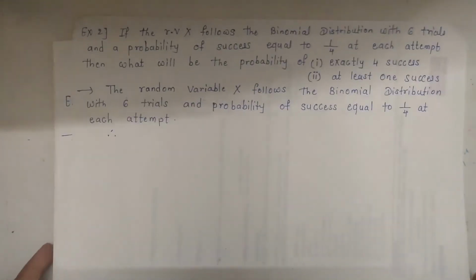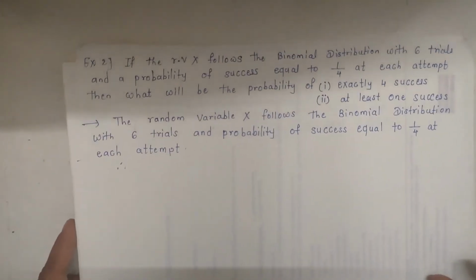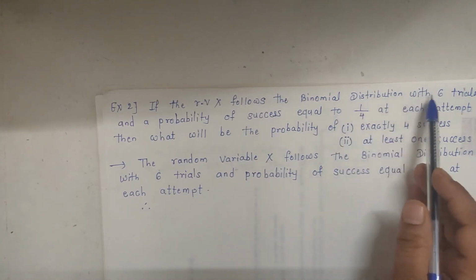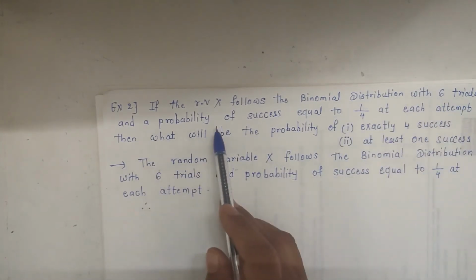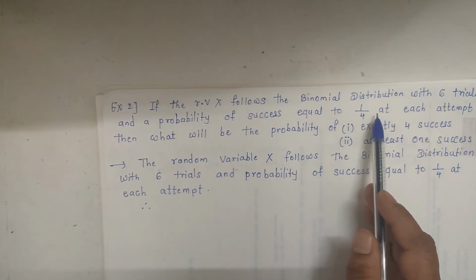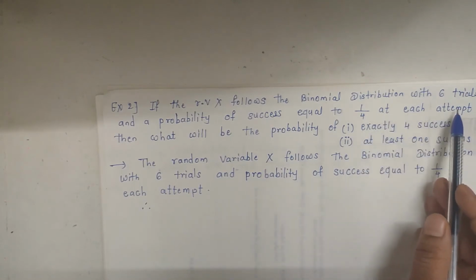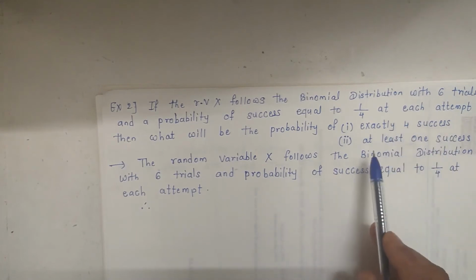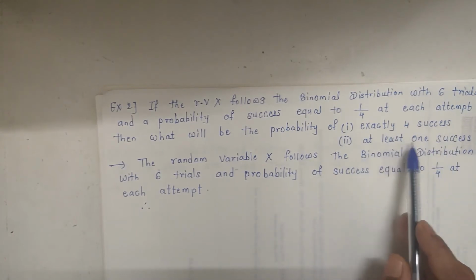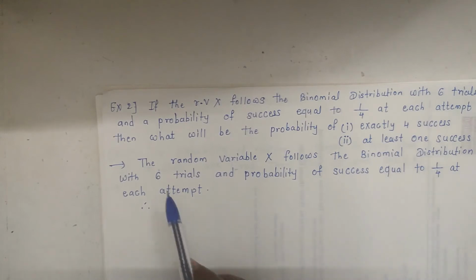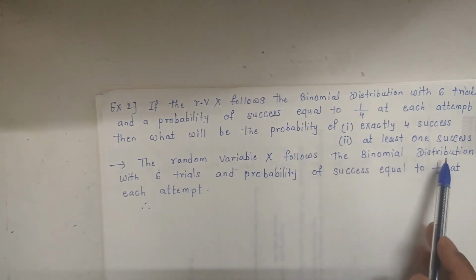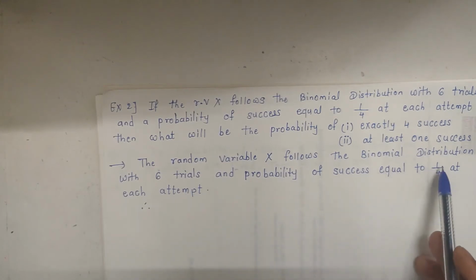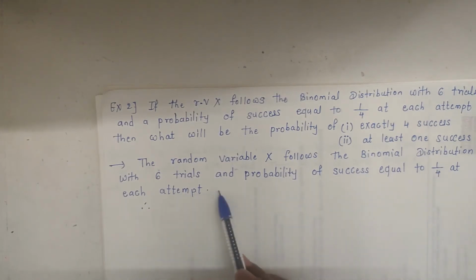Let's see the next example, number 2. If the random variable x follows the binomial distribution with 6 trials and a probability of success equal to 1 by 4 at each attempt, then what will be the probability of exactly 4 successes, and second, the probability of at least 1 success? Here the random variable x follows the binomial distribution with 6 trials and probability of success equal to 1 by 4 at each attempt.